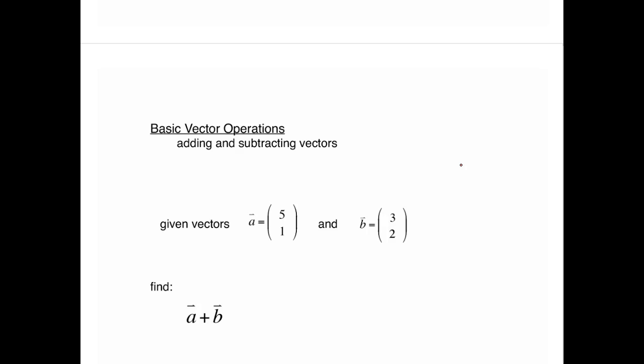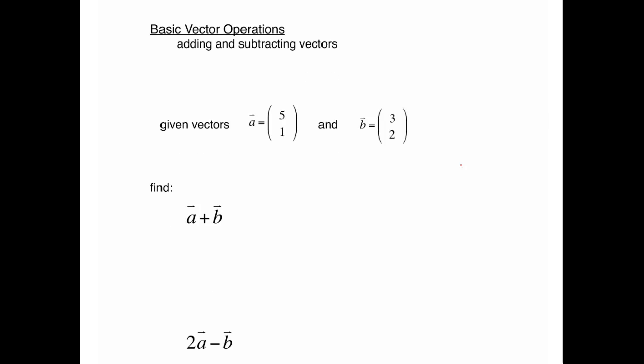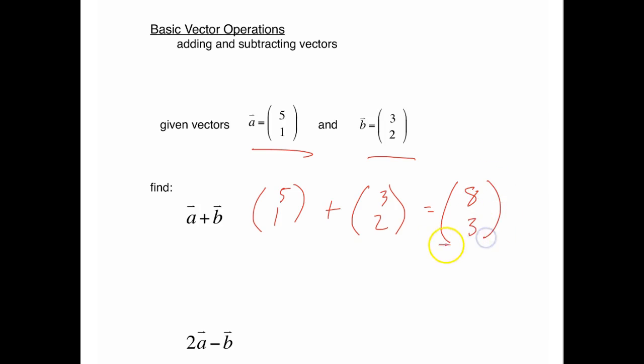And finally, let's do some basic vector operations. So here's two vectors, vector A and vector B. If I want to add two vectors, A and B, all you do is add the corresponding parts. So A is 5, 1, B is 3, 2. Add the corresponding parts. So you get 5 plus 3 is 8. 1 plus 2 is 3. There you go. That's the vector A plus B.